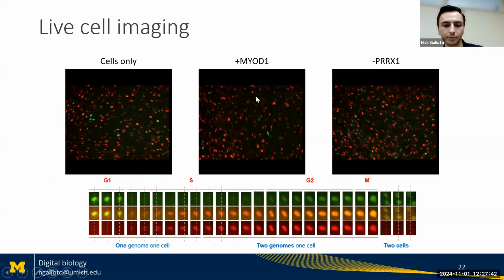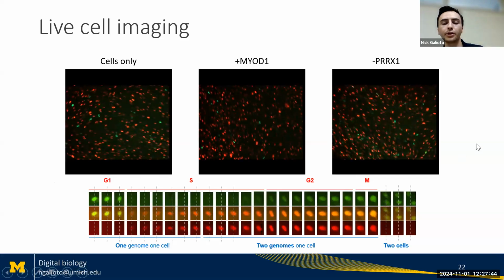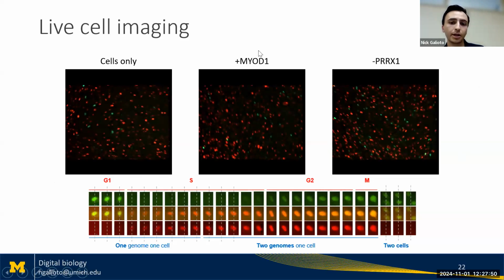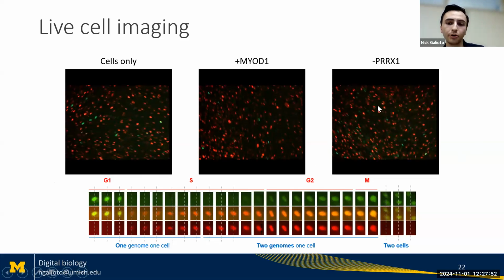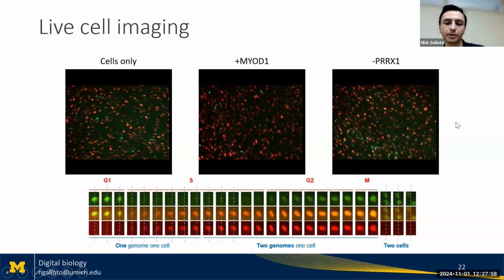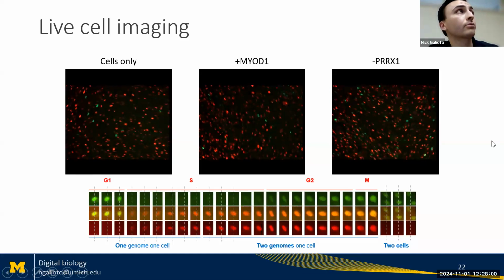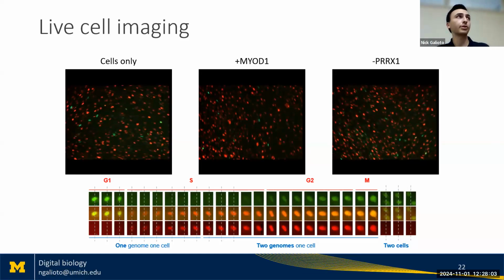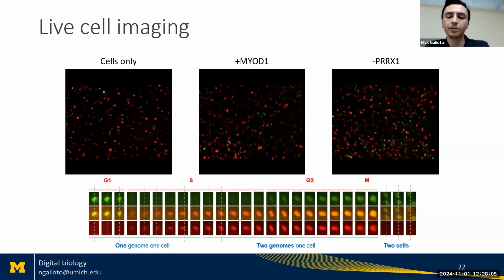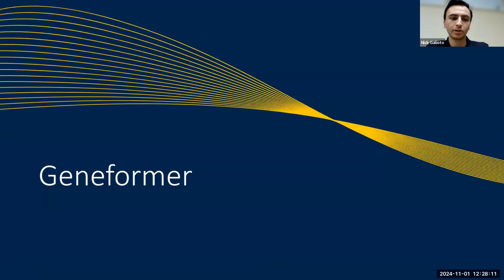And now these are experiments where we add in transcription factors, and we can see how that affects the progress of the cell cycle. So for instance, you add in MyoD1, or you can suppress, for example, PRAX1. You can see there's a lot more activity when we suppress PRAX1. It's very cool that we can see this type of data just through this live cell imaging. So now let me get into the actual Geneformer or the foundation models that we're going to be using to do the in silico experimentation.